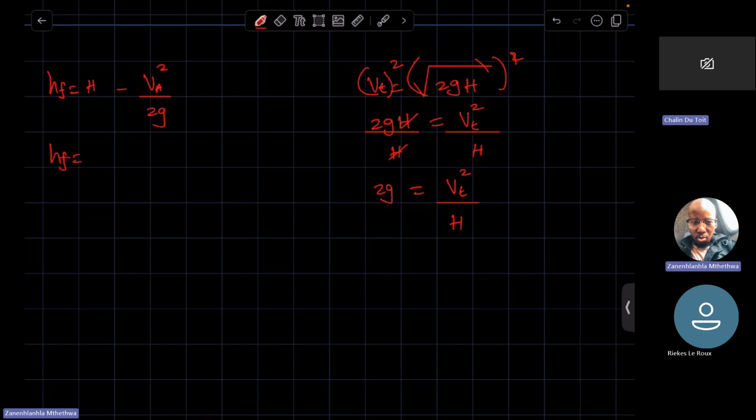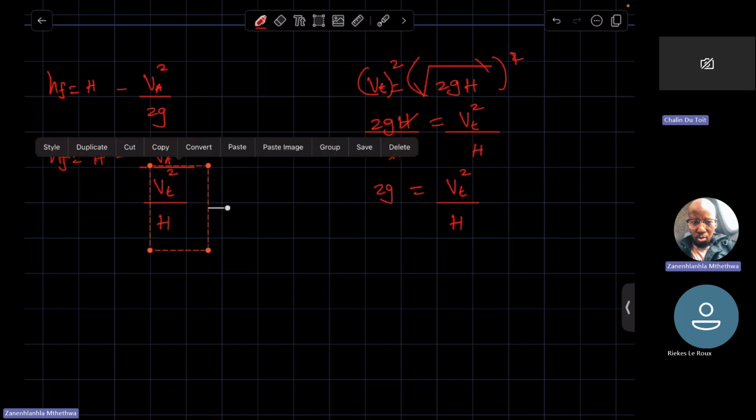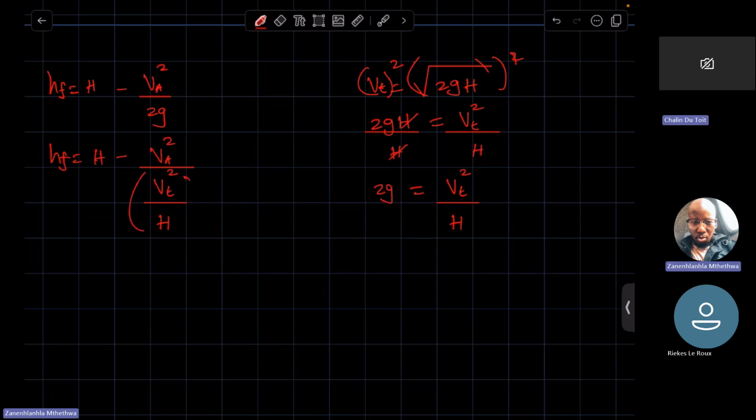So this would then be equal to HF is equal to h minus VA squared divided by this term. So in place of 2g, we have Vt squared over h. Let's take this as one term. So to eliminate that denominator h, we then multiply by h, both the denominator and the numerator. And then this and this would cancel. Then you'd have HF is equal to h minus VA squared divided by Vt squared times h.